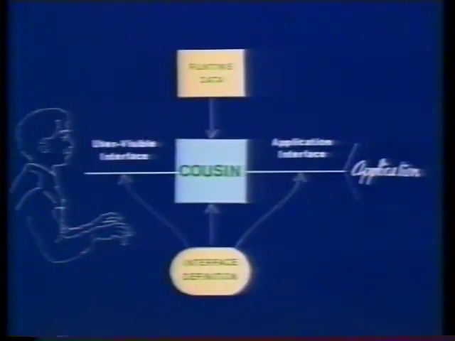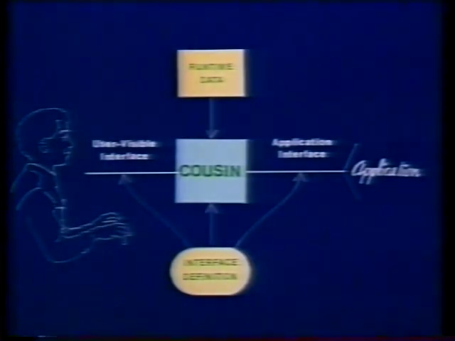This leads to this kind of system picture. Cousin sits between the user and application and mediates the communication between them. It provides two interfaces for each application: the user visible interface that the end user actually sees, and an application interface that the application programmer sees. Both of these are specified by a declarative interface definition, which is separate from the application.